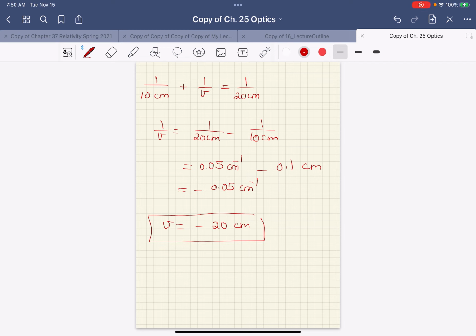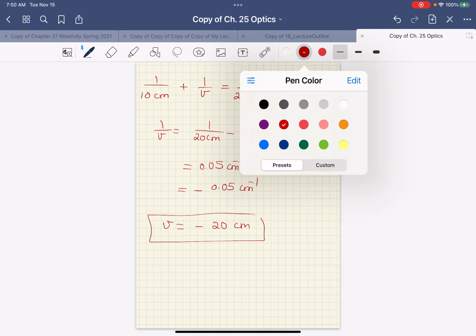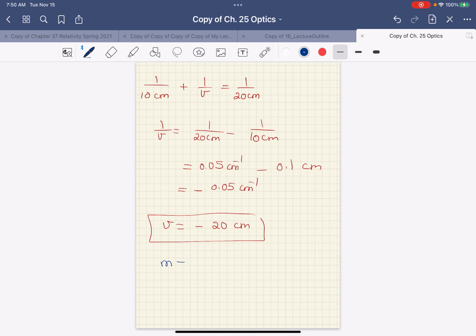For magnification, minus V over U, and that is negative negative 20 over 10 centimeters, and that is going to give you a magnification of 2. All right?